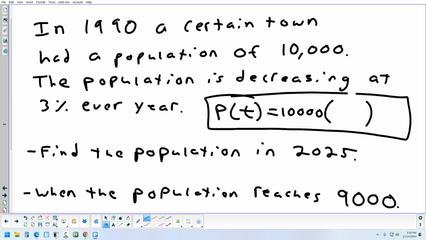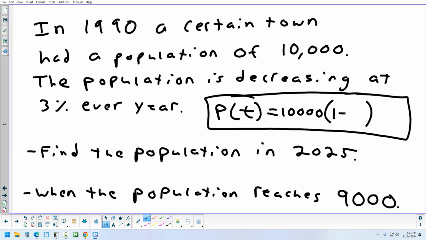What do you always put inside the parentheses for decay? Kelsey? I was thinking growth. I was going to say 1 plus r, but that's not. So 1 plus r would be for growth, which is still a good one to know. That definitely could be on the test. Yep, 1 minus r.